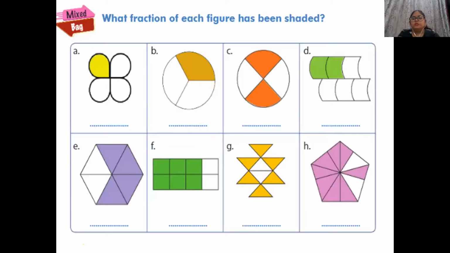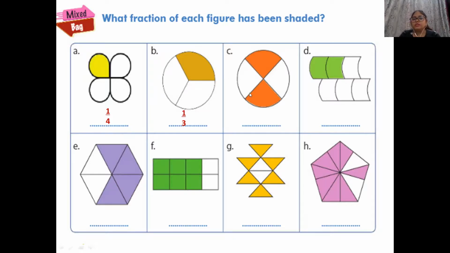Now in this figure, what you have to do is write what fraction of each figure has been shaded. So here we have to write down only the fractions. See the total parts: 1, 2, 3, 4. How many parts are shaded? Only 1. So what will be the fraction? It will be 1 by 4. In question B, how many total parts are there? 1, 2, 3. How many parts are shaded? Only 1. So the fraction will be 1 by 3.